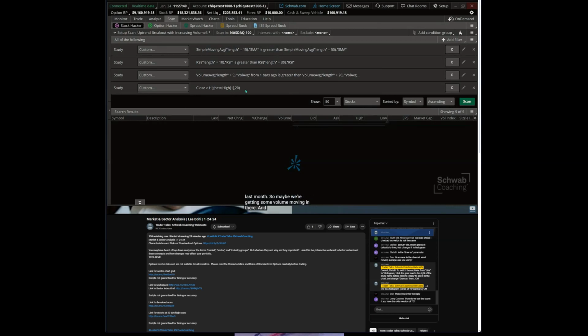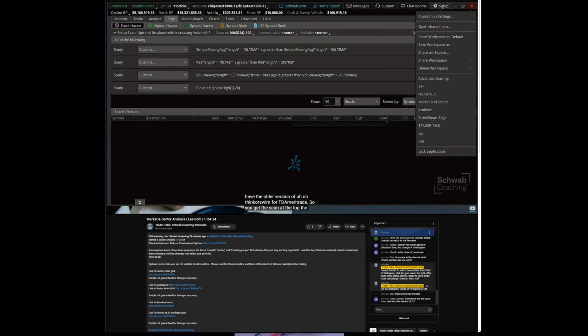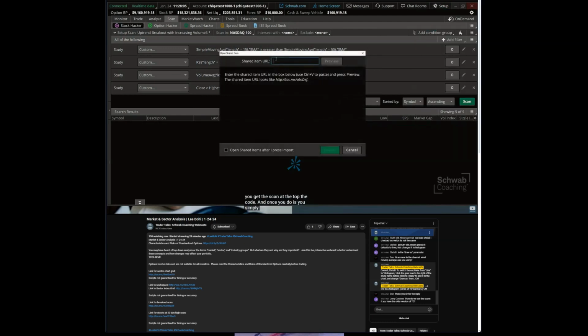So now, how are we going to look into this? We have a question: how do we see the scans if you have the older version of Thinkorswim for TD Ameritrade? You get the scan at the top, the code, and what you do is you simply go here to setup, open shared items, and put in the one that I labeled for the TD Ameritrade scan. You just put that URL in here, and then you can import it.